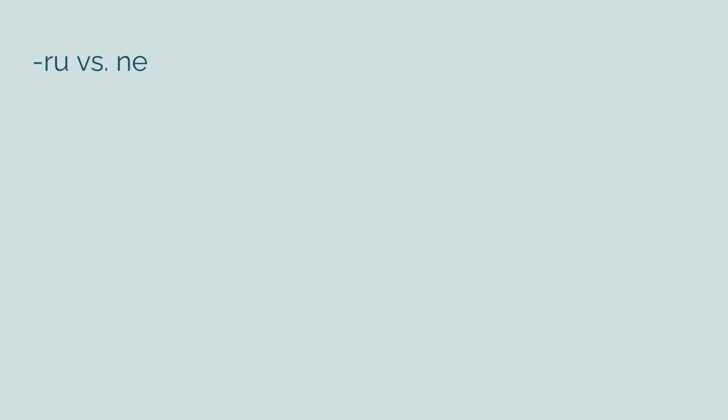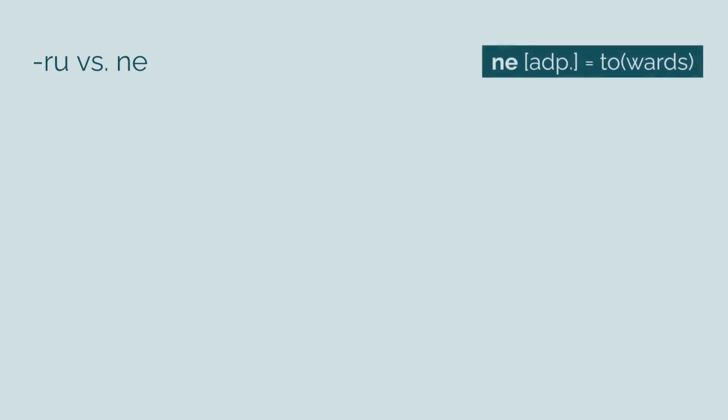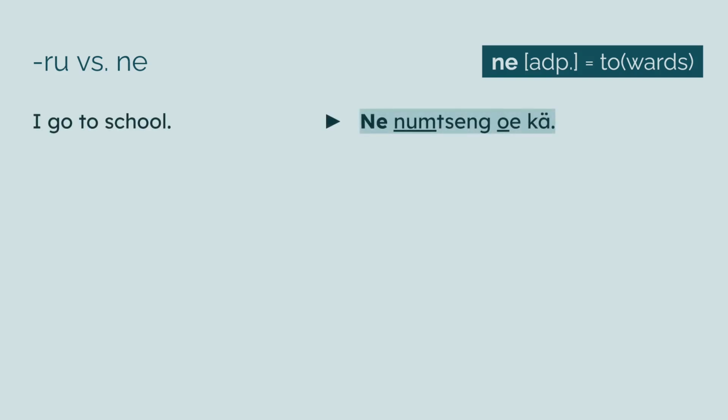And now our last part, ru versus ne, and this is again something that I put in here to prevent some often made beginner mistakes. Let's look at a few sentences. Ne means something like towards. It's an adposition, and I know we haven't talked about adpositions yet, but I use them in this slide in a way that it should be easy to understand, and we will talk about them in more detail in the future.